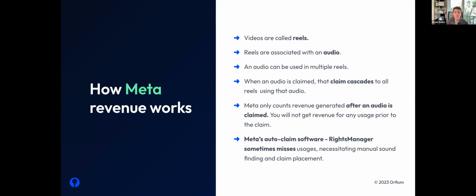Manual claiming is also an extremely important factor for Meta platforms, as the Rights Manager system will sometimes miss claims, just like Content ID or Media Match, necessitating a human to go in and manually claim the video. This is especially true for manipulated audio.